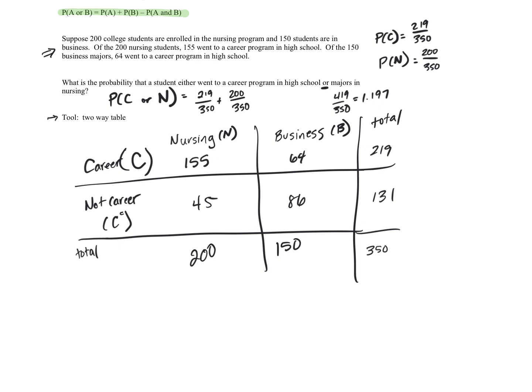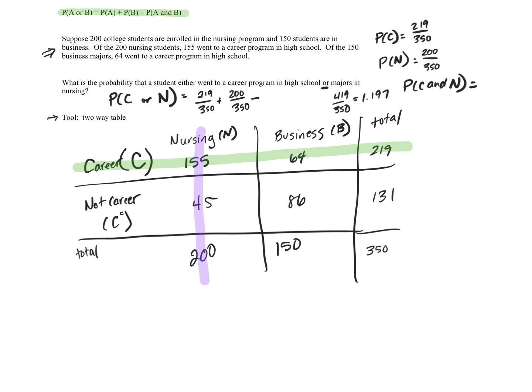So that 219 out of 350 was adding together this row. That 219 was that row, yes? And the 200 was this column. Do we see that the 155 was counted twice? Yeah. Is everybody good? Okay, so what we need to do is subtract away the probability of C and N.